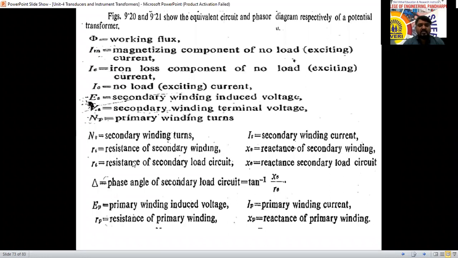RS is the resistance of the secondary winding, XS is the reactance of the secondary winding, RE is the resistance of the secondary load circuit, that is the external circuit, and XE is the reactance of the secondary load circuit. The phase angle of the secondary load circuit is tan inverse of XE divided by RE, called delta. At the secondary load side, it is the angle between IS and VS.